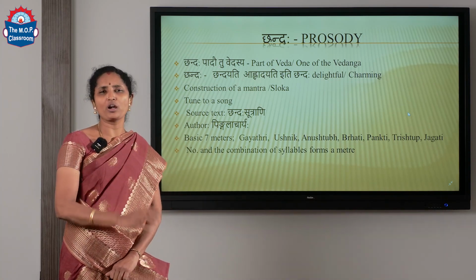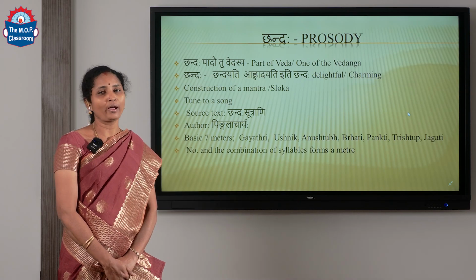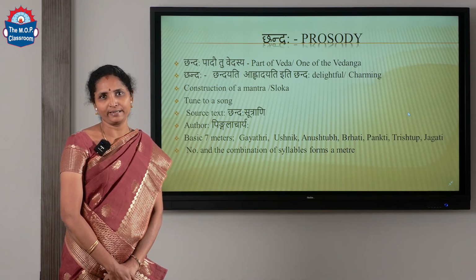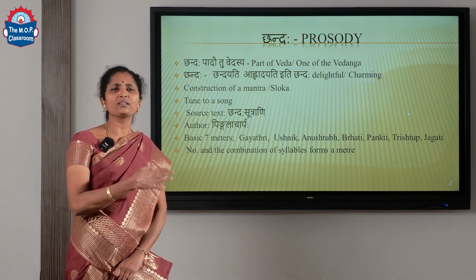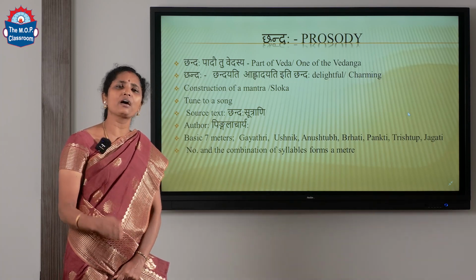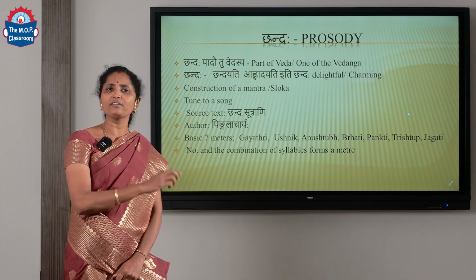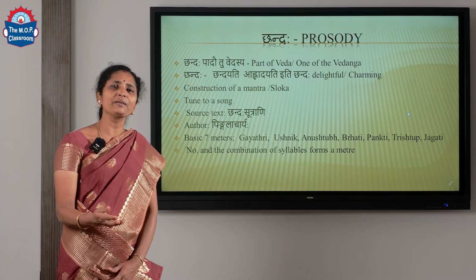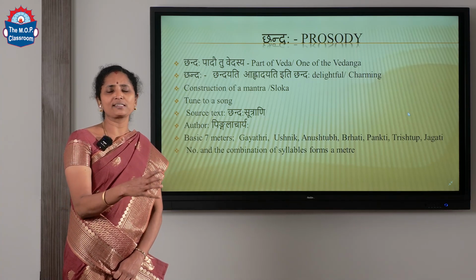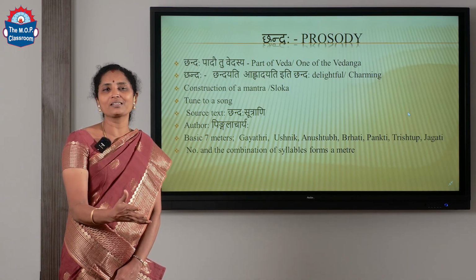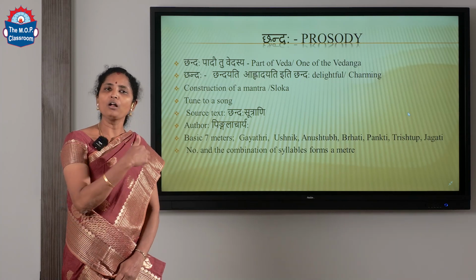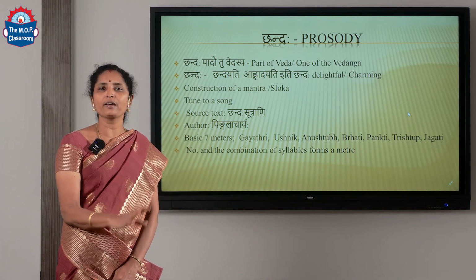There is another book called Vritta Ratnakaram, where around 600 meters are dealt with in detail, which includes Vedic meters and also classical meters. Vedic meters means the meters that are more used in the Vedas. Classical meters are in the Kavya, Mahakavya, Khanda Kavya, whatever it is, how the Padyam has been constructed in Sanskrit literature. All those meters come under classical.